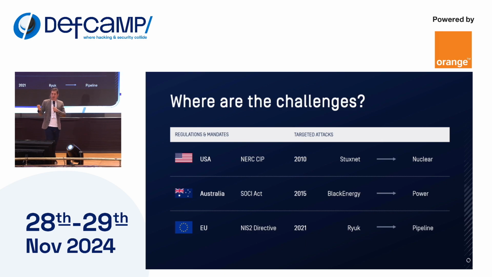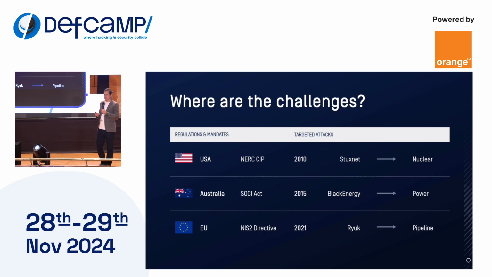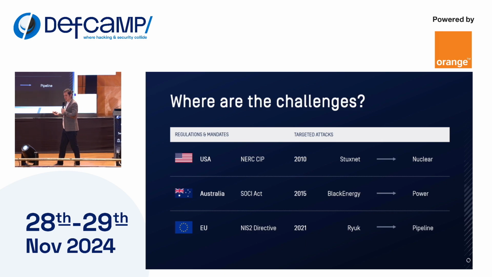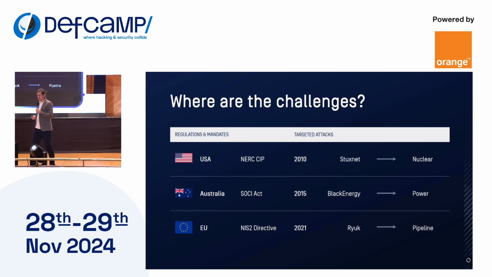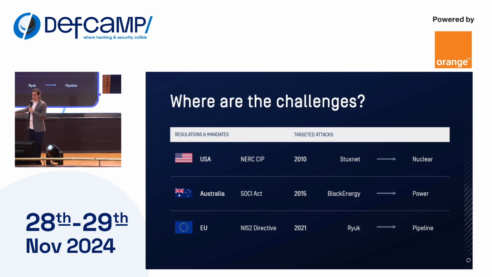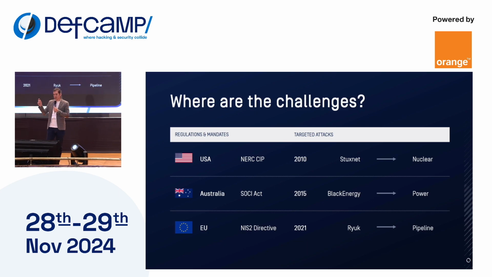Black energy, we're probably more familiar with that, given the vicinity with Ukraine. Russian-sponsored attack targeting the power generation utilities did a lot of damage in Ukraine, but got out of hand, of course, and managed to affect some customers in Australia. And in Europe, ransomware, obviously, affecting all sorts of different customers, targeting pipeline operators mainly.